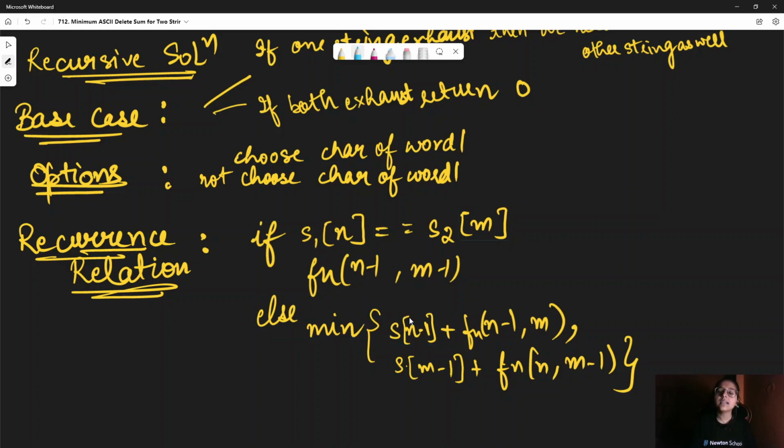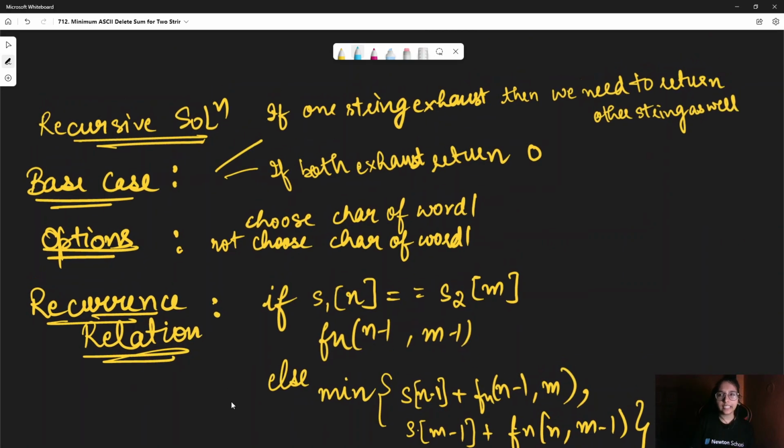So in that case, we will be choosing either from the first word and moving ahead by skipping that particular index, or we will be choosing from the second word and moving ahead by skipping that index. That is the thing which we will be doing. But out of them also, we will be choosing the minimum. So that is what we are doing here.